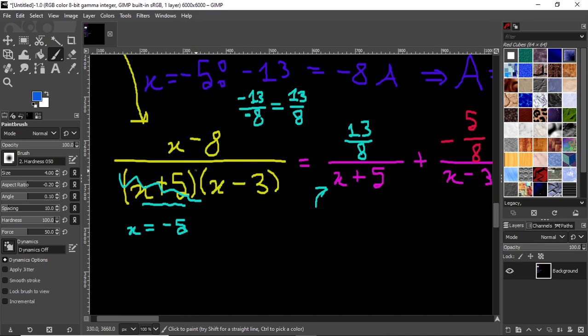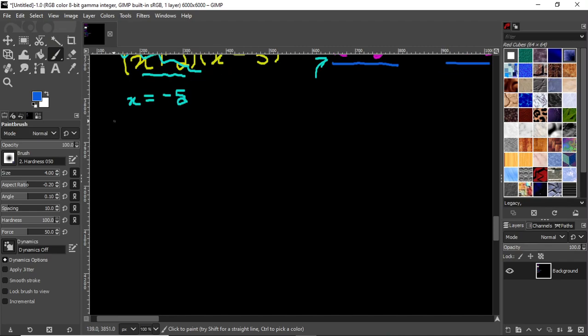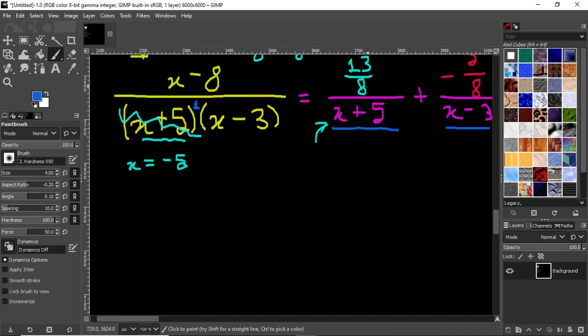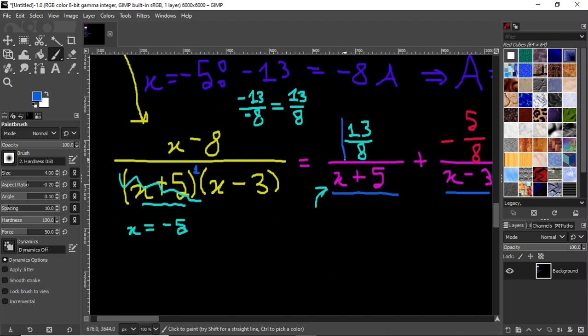Suppose we had x plus 5 and x minus 3. This x plus 5 factor only has a power of 1, and we only get x plus 5 written once. That's why we can easily find the constant for this one. There's no repetition here, but when there is repetition, we can only find the constant for the highest power of each factor.